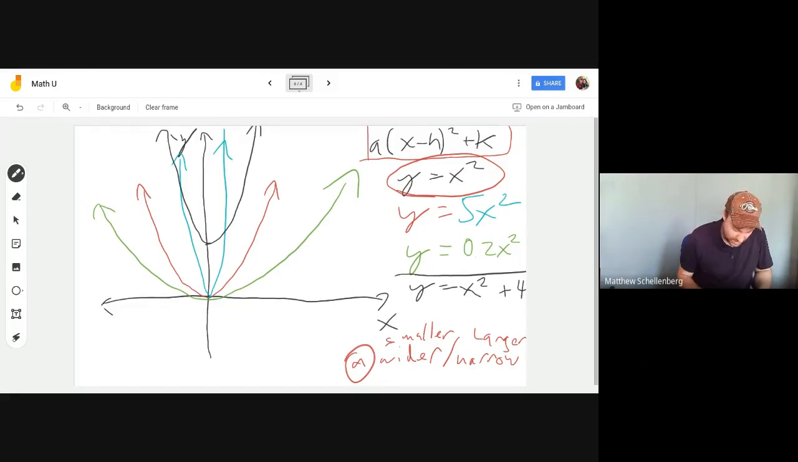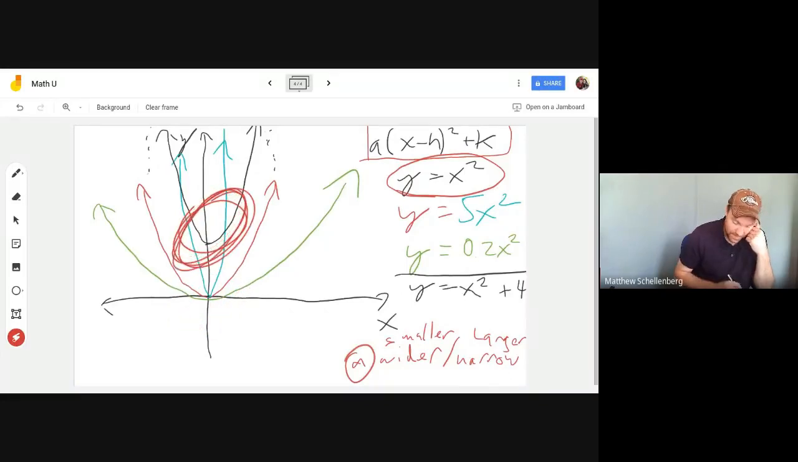Okay, so I basically just shifted this one up. That's what we just did on that one. We just shifted that up 4 units. So you just look at the vertex, and you see this vertex right here. Right here is the vertex, right? This is the vertex. It got shifted 4 units up to this place right here.